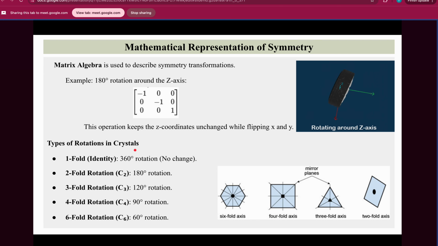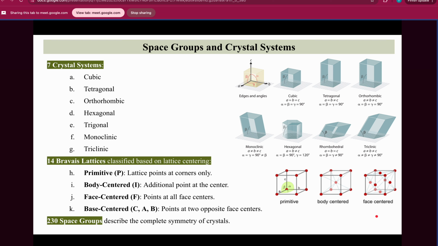And then types of rotations in crystals. This we have already discussed: one-fold, two-fold, three-fold. It depends on after how many fold rotations, by what particular angle, we will get back to our original crystal from which we started. So this is it about the types of rotations.